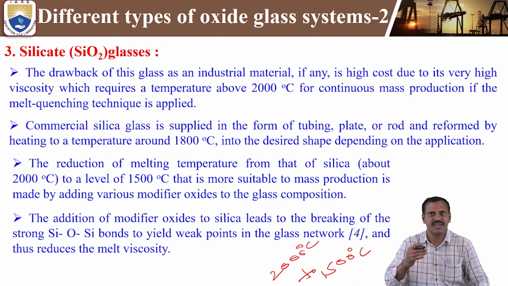That means whenever we add the glass modifier into the glass former, that is the glass former here, silicon dioxide, SiO2, the bonding nature will be broken, because whenever non-bridging oxygens are formed, we can reduce the melting temperature from 2000 degrees centigrade to 1500 degrees centigrade. This is one of the important parameters for the silicate-based glass systems, and it reduces the melt viscosity.